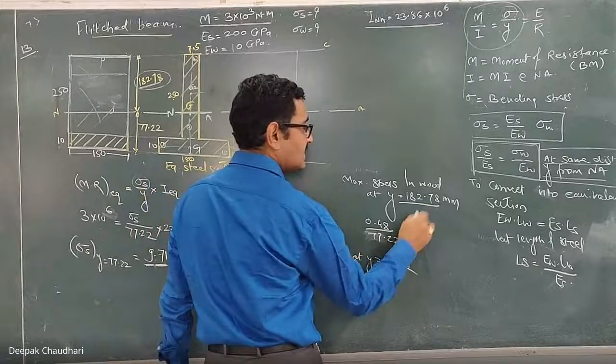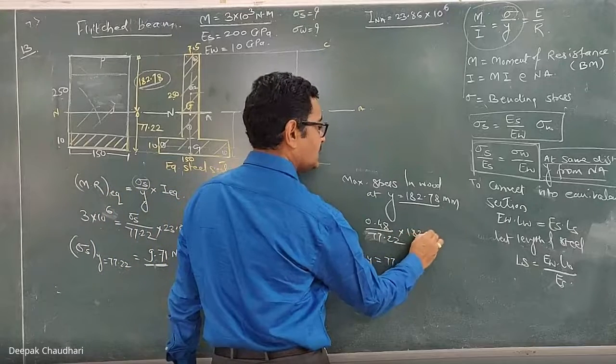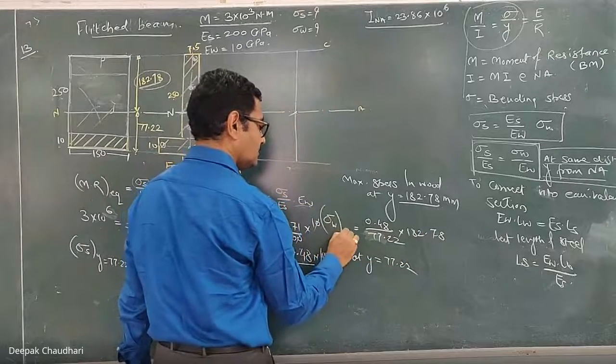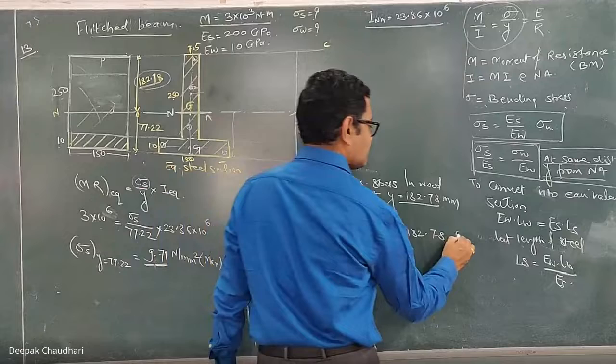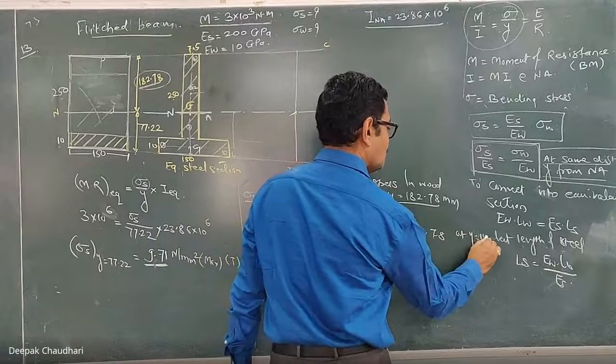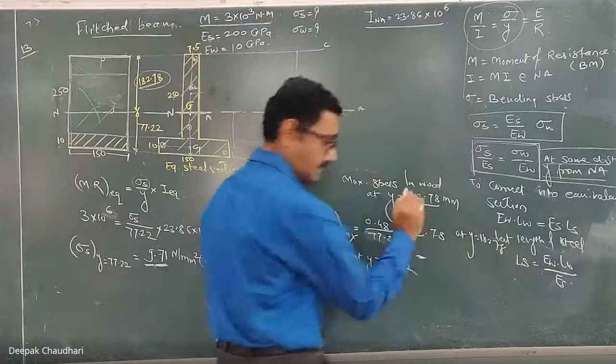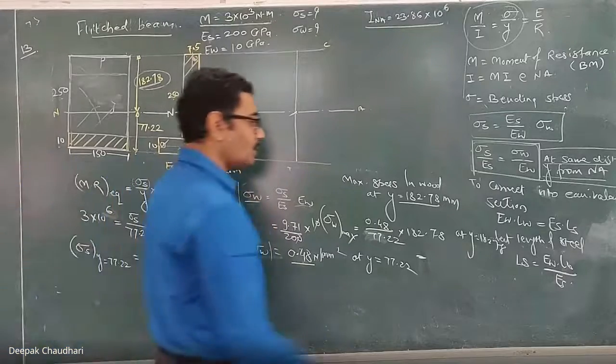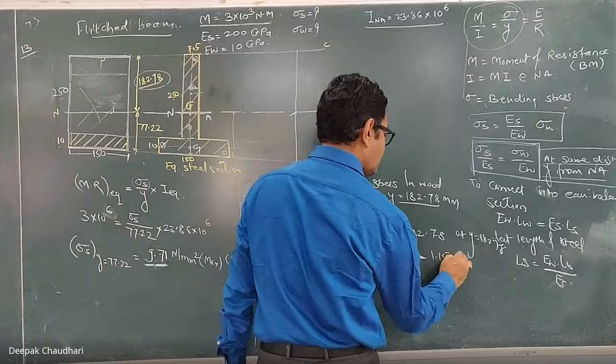So how much is the stress at a distance of 182.78? This will give the maximum stress in the wood at y equal to 182.78. This answer is 1.149. That is 1.15 meters per meter square.